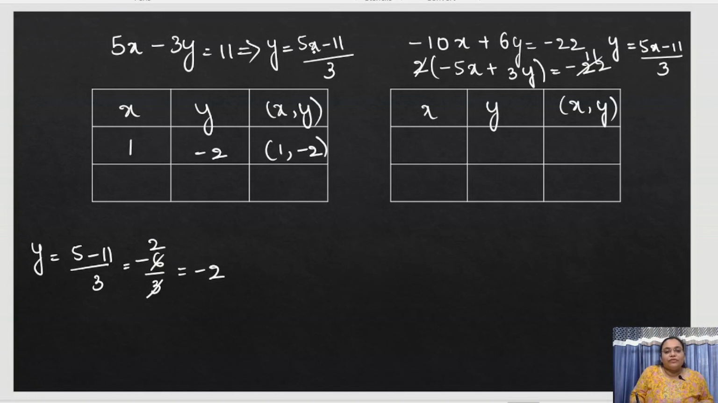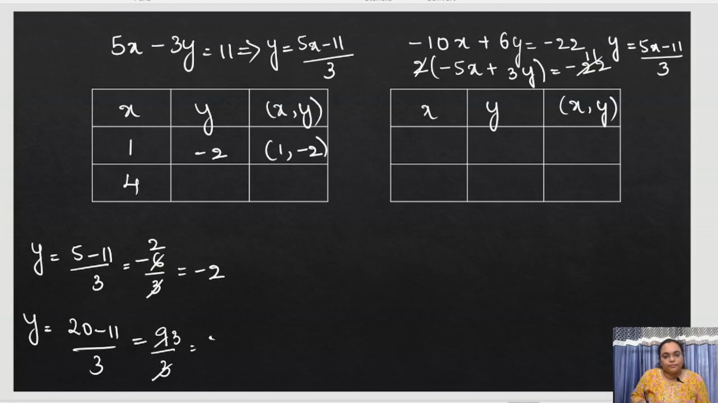So if you take x equals 2, this is 10. Okay, you will get it in decimals. So let us take x equals 4. If you take x equals 4, this is 20 minus 11 by 3, which is 9 by 3, which is 3. Okay. So this is 4 and 3.